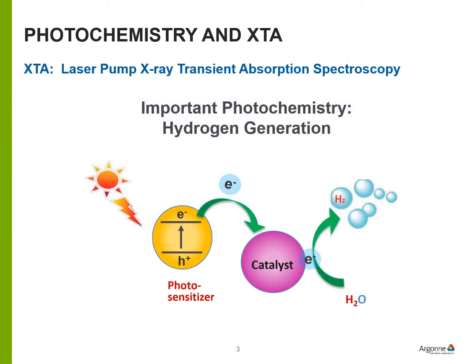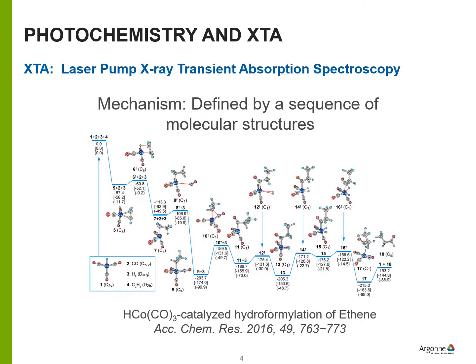The focus of our instrumentation development is around understanding photochemical reactions, and in particular, the photocatalytic generation of fuels like molecular hydrogen from reactants like water. The absorption of a photon kicks off a chemical reaction, and the mechanism is defined by the sequence of molecular structures which brings the reactants and turns them into products. Now, each distinct intermediate species produces a fingerprint in the X-ray absorption spectrum, and this fingerprint contains information about the molecular structure of that species.